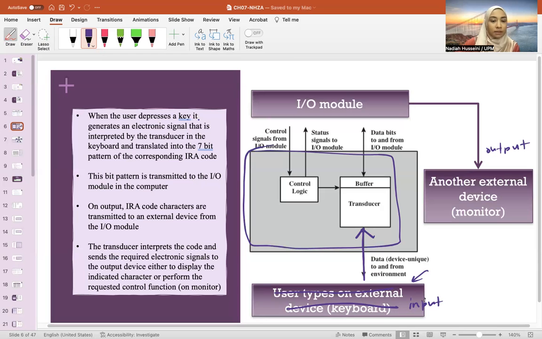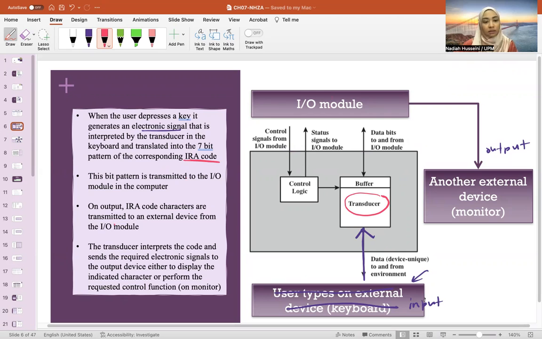So when a user depresses a key, it generates an electronic signal, which I mentioned to you earlier, that is interpreted by the transducer over here in the keyboard and translated into the 7-bit pattern of the corresponding IRA code. So the code that is generated is called IRA. This bit pattern is transmitted to the I/O module in the computer. On output, IRA code characters are transmitted to an external device from the I/O module.